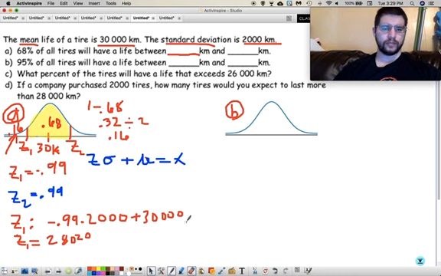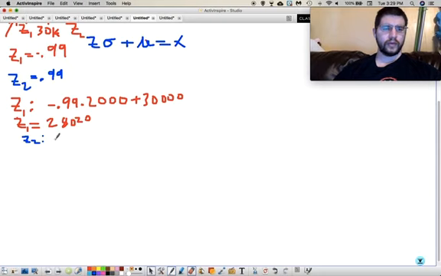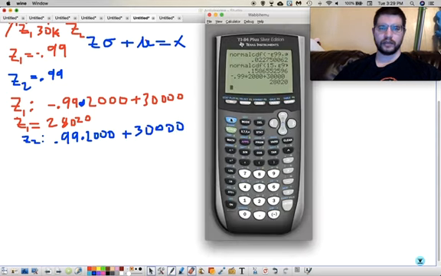And for z2, same thing. We have positive 0.99 times 2,000 plus 30,000. I'm just going to take my calculator and change that negative. 31,980.